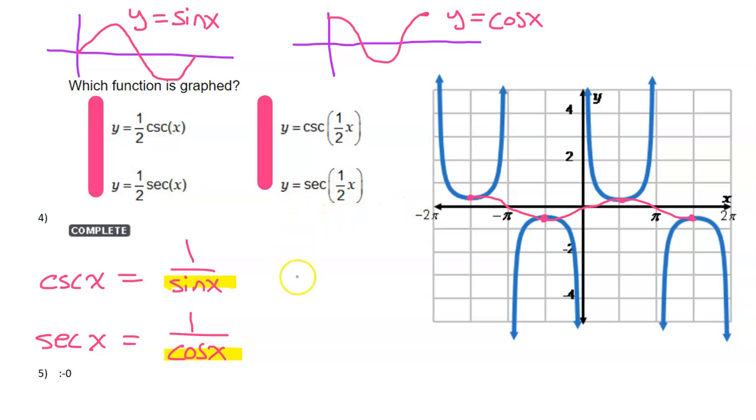It can be tricky when there is a phase shift. If I ever see something like this, cosecant and then maybe x minus pi over 4, something like that. This is a phase shift. This would mean that the whole graph is shifted to the right by pi over 4. If there was a plus, that would be left pi over 4. But look at these four options. None of them have anything added or subtracted.